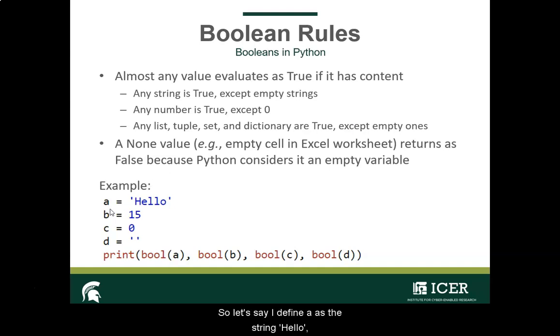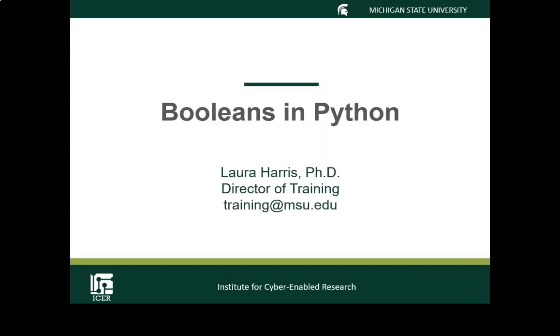So let's say I define A as the string hello, B as the integer 15, C as 0, and D as an empty string. And then I print the Boolean of each of these variables. You will see that A's Boolean is true, B's Boolean is true, C is false, and D is false. So again, I encourage you to try that on your own.